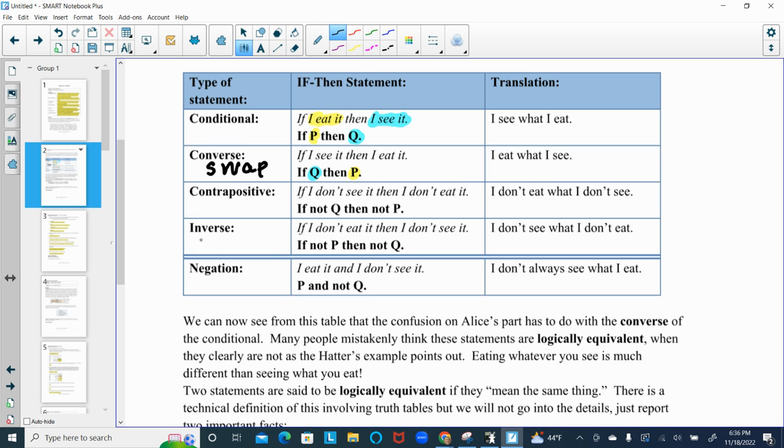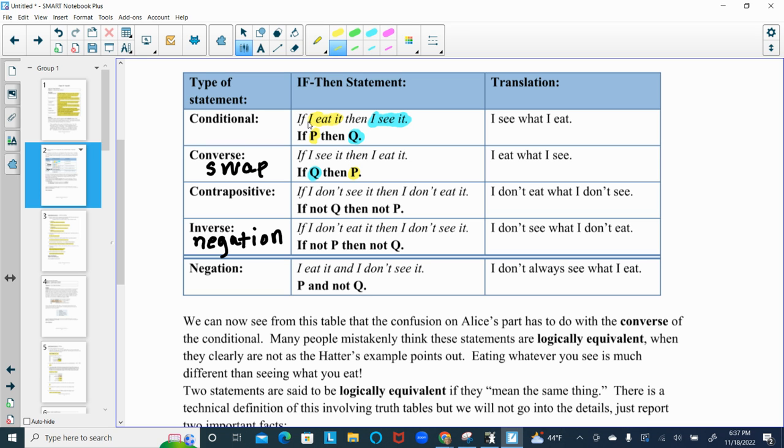Now I'm going to go down here to inverse. I like to do this one first before contrapositive. This one is a negation. So notice that the P and the Q are still in their original spots. See how here the P is first and the Q is second, and the P is first and the Q is second. But what they're going to do with P is negate the P, and take the Q and negate that as well.